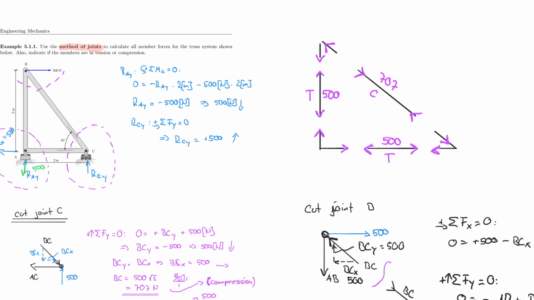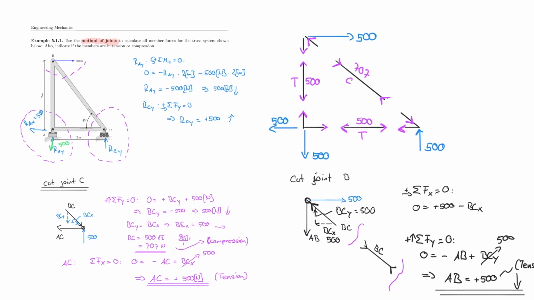I probably shouldn't forget my support reactions or my external forces. I need to include those too, otherwise the system cannot be in equilibrium. So I have these two vertical support reactions. I have one horizontal support reaction and one horizontal external force. So this was 500, and then I had 500 here, 500 downwards, and 500 upwards. And that is the complete diagram.